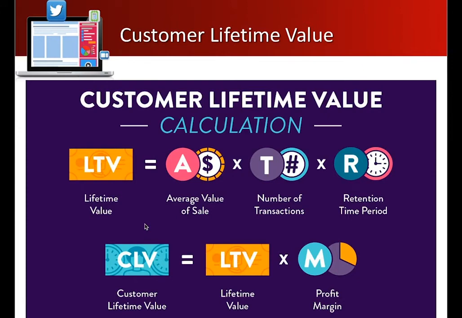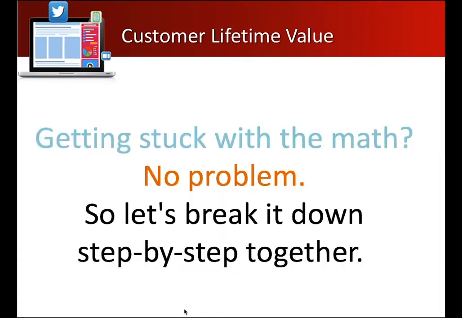Then once you get that value, then you calculate the customer lifetime value, which is lifetime value times profit margin. For example, that same pizza that costs $10, that's not your profit margin. To calculate your profit margin, you have to subtract how much it costs to produce that pizza. If the cost to produce the pizza is $8, your margin is only $2, so your profit margin is 20%.